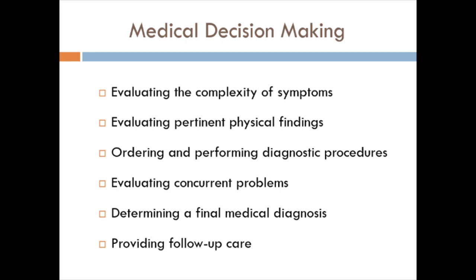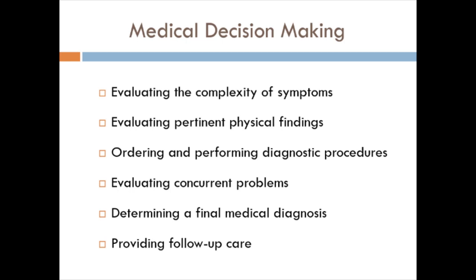So you've done all this work. You've listened to the patient, taken the history, made some assessment of the nature of the presenting problem. And now you're going to evaluate the complexity of the symptoms, all your findings, whether you need to order and perform more tests, and any other concurrent problems you have to evaluate. And then finally, you're going to make some determination of what you think is wrong with the patient, and then decide if you're going to do anything about it, such as follow-up care, medicine, glasses, whatever it may be.